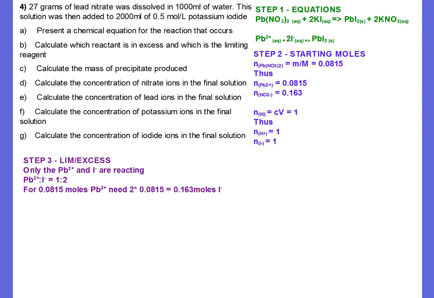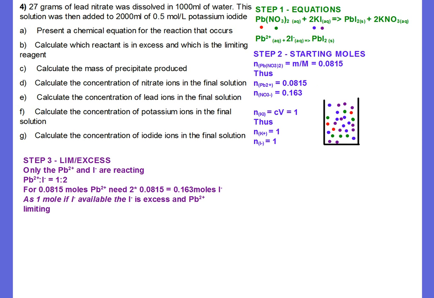For every 1 mole of lead ions, we need 2 iodide ions. And so looking here, we've got 0.0185 moles of lead ions. And for that to react, we need twice that much iodide to react with that. So we need 2 times that, or 0.163 moles of iodide ions to react. And it's quite clear that we need 0.163 moles of iodide. We've actually got a mole of iodide available. Therefore, the iodide is in excess and the lead is limiting.